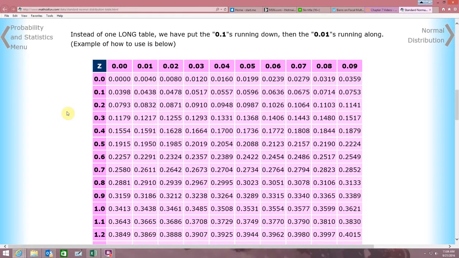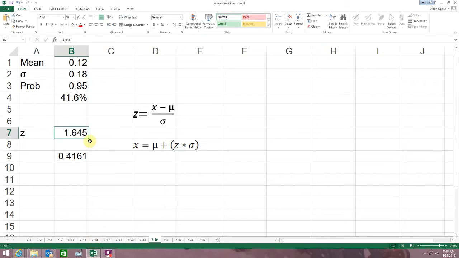We'll use that 95% number a lot, even throughout the rest of the semester. So you kind of get used to some of these, and this is the value of 1.645. So now I've got all my stuff, right? x is equal to my mu, or my mean, plus z, 1.645, times my standard deviation. Okay, and I think I've done that math right in here then.